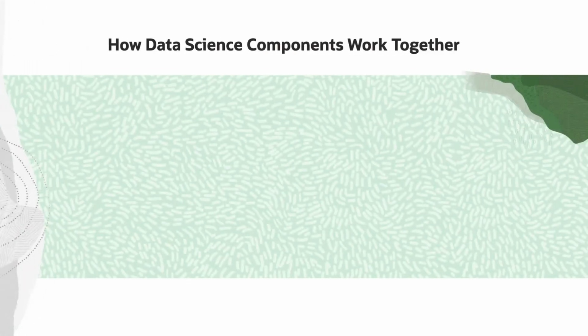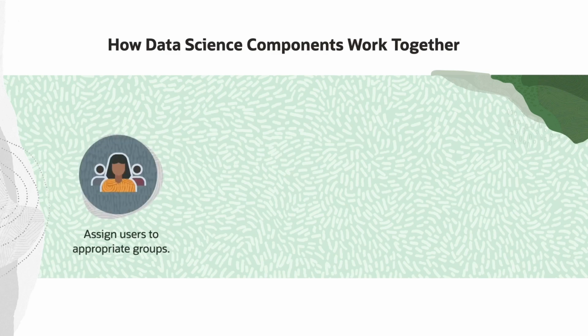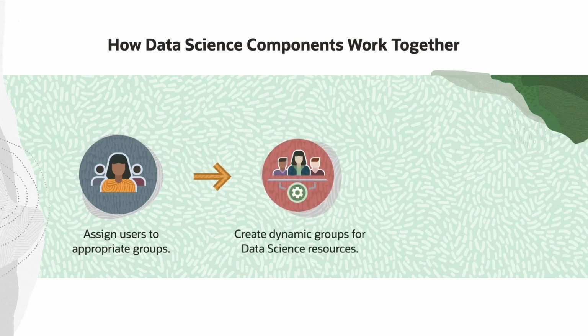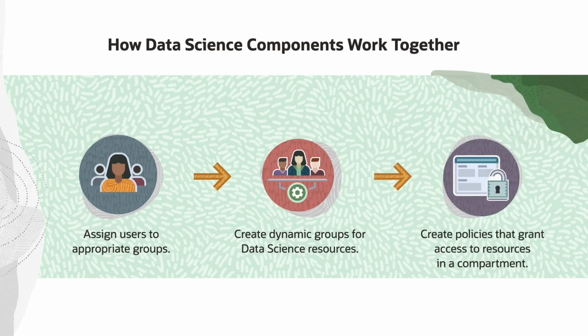Let's quickly discuss how these components work together to enable access to data science resources. Firstly, you assign users to appropriate user groups. Secondly, you create dynamic groups for data science resources. And finally, you create policies that grant access to data science resources within a compartment.